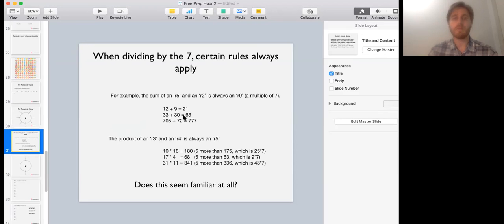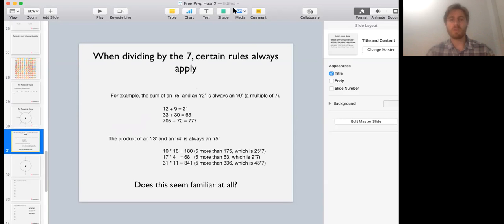There are many other rules. These are just 2 examples. The product of a remainder 3 and remainder 4 is always a remainder 5. 10 times 18 is 180. It's 5 more than 175. 7 times 4 is 28, 5 more than 63. 31 times 11 is 341. I did the math. It's 5 more than 336, which is 48 times 7. As long as you're sticking with the same number you're dividing by, it doesn't matter which number you choose.